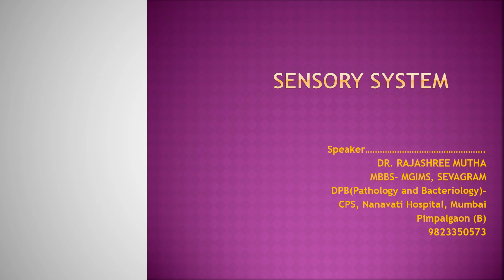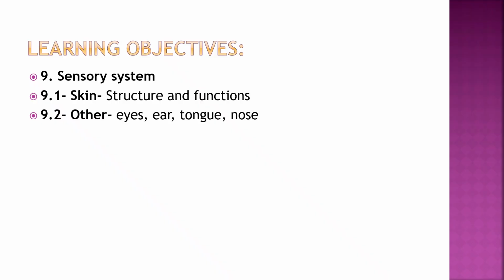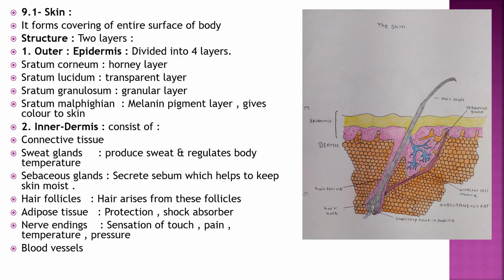Today we are going to study the sensory system. So in that, the first sensory organ is skin. It forms the covering of the entire body. It has two layers: epidermis, the outer, and the inner is called the dermis.